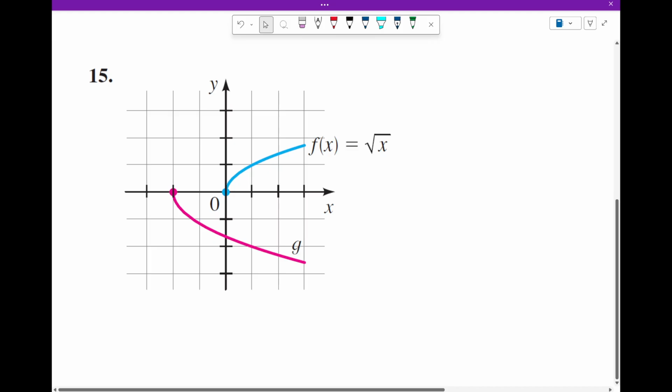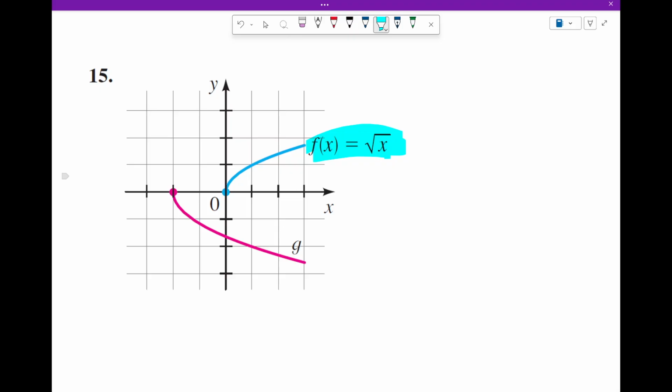Now our next one, we could see that the parent function here is the square root. Now this shifted over to the left 2 units. So this is going to be f of x equals the square root of x plus 2, since it went over to the left. Okay, now the next problem here is going to be, oh, my phone just went off.